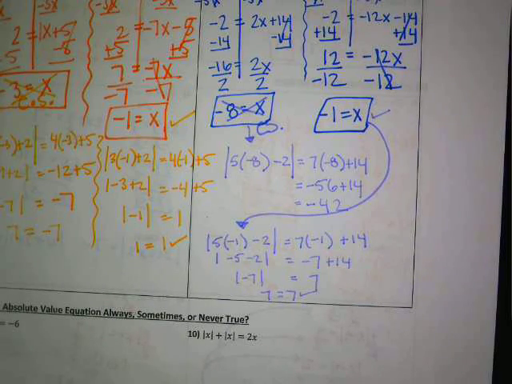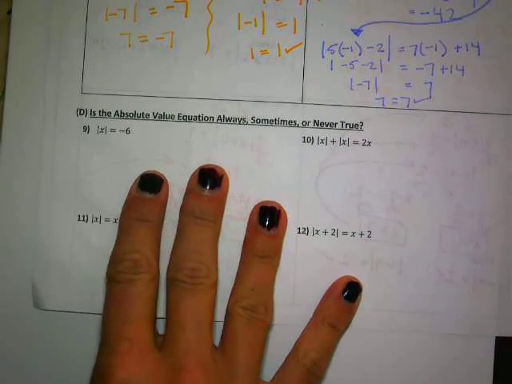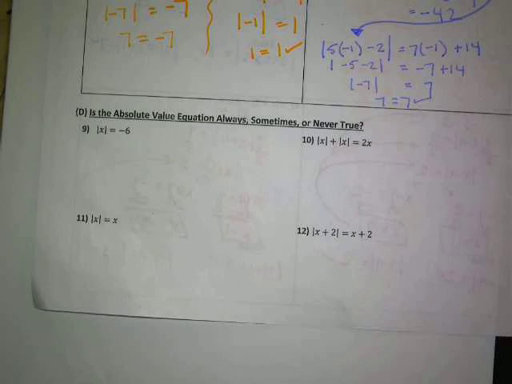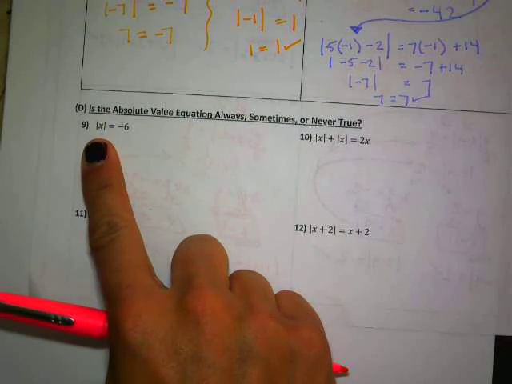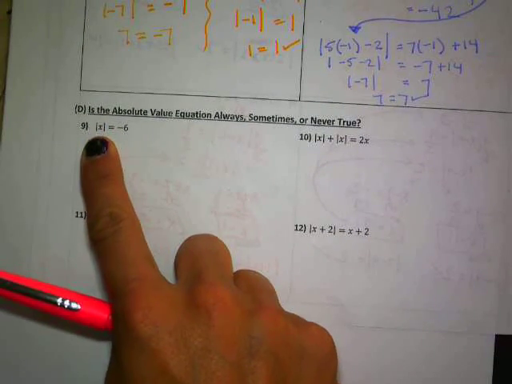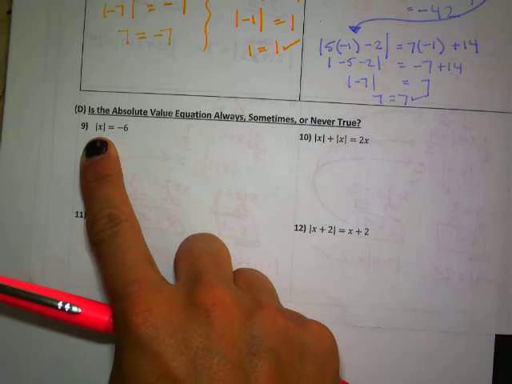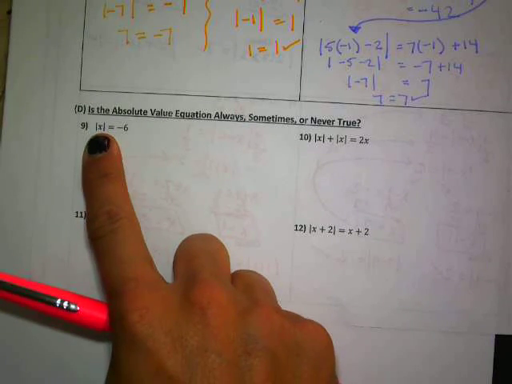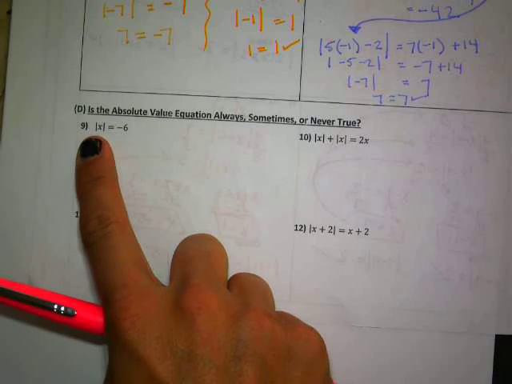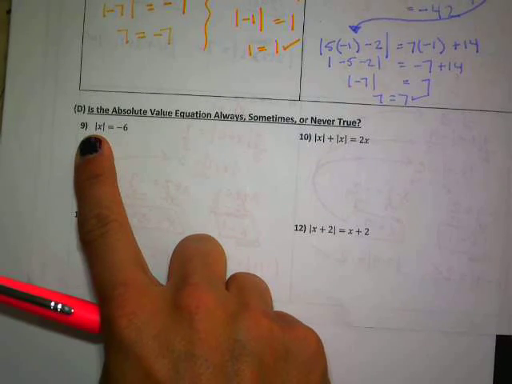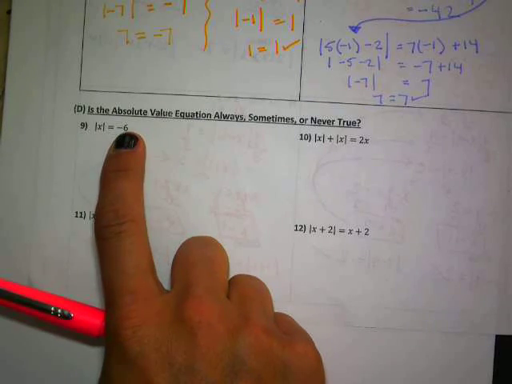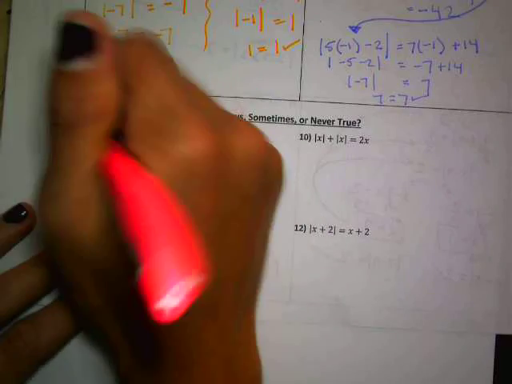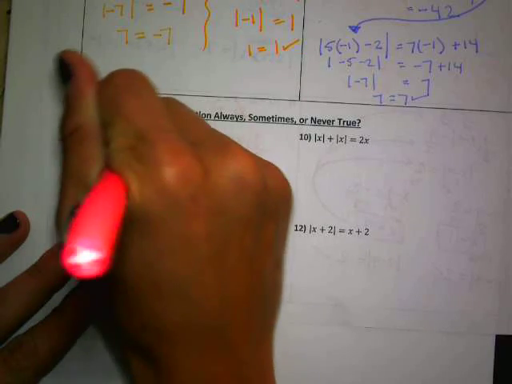All right. For the bottom. Is the absolute value equation always, sometimes, or never true? Focus for these questions because they are good questions and you see them a lot. All right, the absolute value sign makes everything positive, right? So this is saying, will the absolute value always, sometimes, or never equal -6? Never. Very good, never, because it can never equal a negative number.